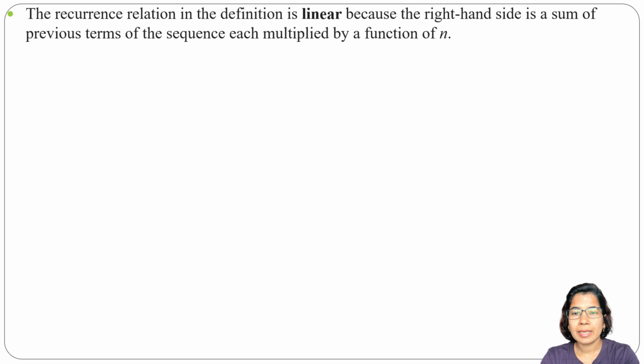Now the recurrence relation in this definition is linear because the right hand side is the sum of the previous terms of the sequence, each multiplied by a function of n.